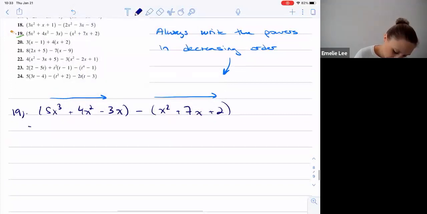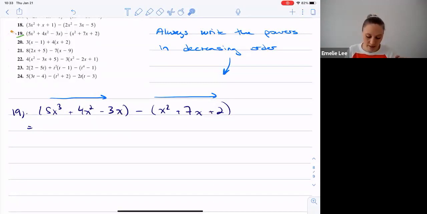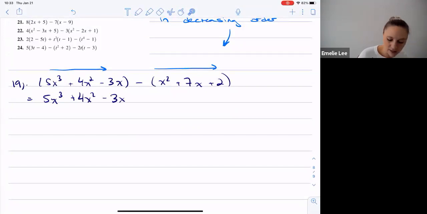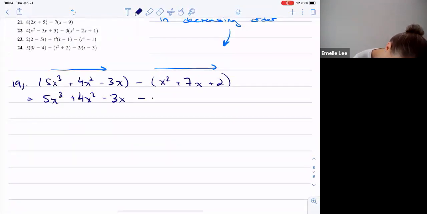So what this becomes, and I'm gonna put my equal sign down here because I ran out of room, and that's okay. The brackets around this first polynomial aren't doing anything. It's just to emphasize that here's one polynomial minus another polynomial. Now the brackets around the second polynomial, they are doing something because I have to bring this negative onto each of the three terms. So when I write this out, I can remove the brackets from the first polynomial, 5x to the 3 plus 4x squared minus 3x. And then I have to be really careful bringing that negative inside each of these terms here. So minus x squared minus 7x minus 2.